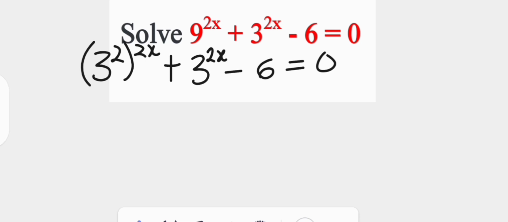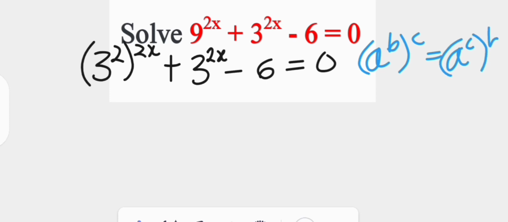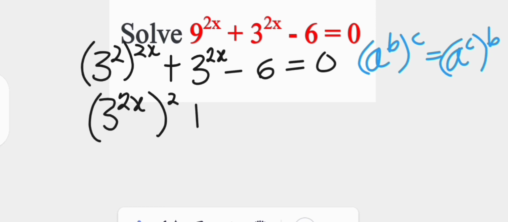Now for exponents and powers, when we have a to the power of b all to the power of c, it is the same thing as a to the power of c raised to the power of b. So we are going to apply that on 3 raised to power 2 raised to power 2x to give us 3 raised to power 2x to the power of 2 when we change the exponents, plus 3 raised to power 2x minus 6 equals 0.